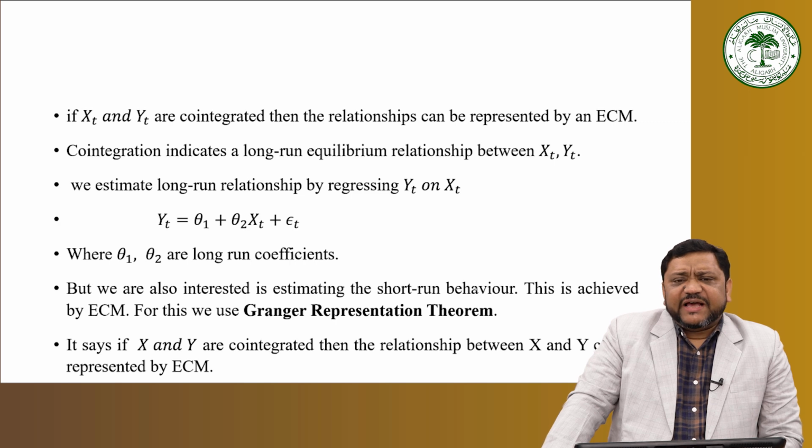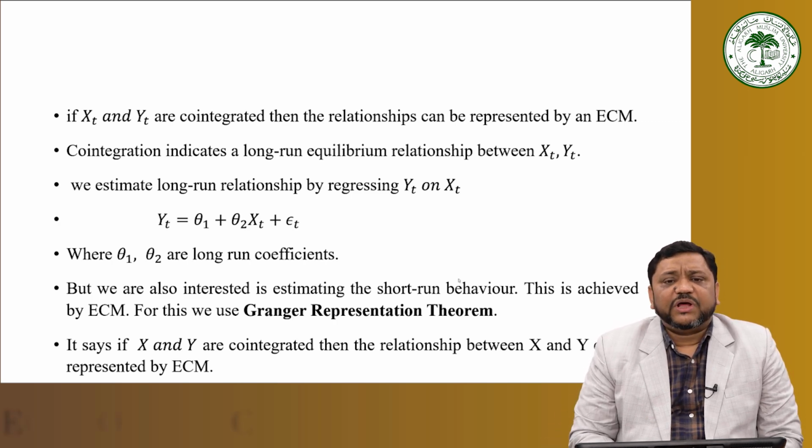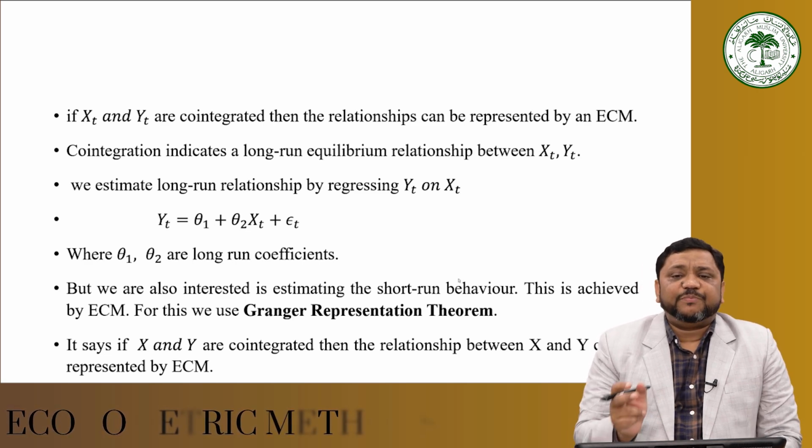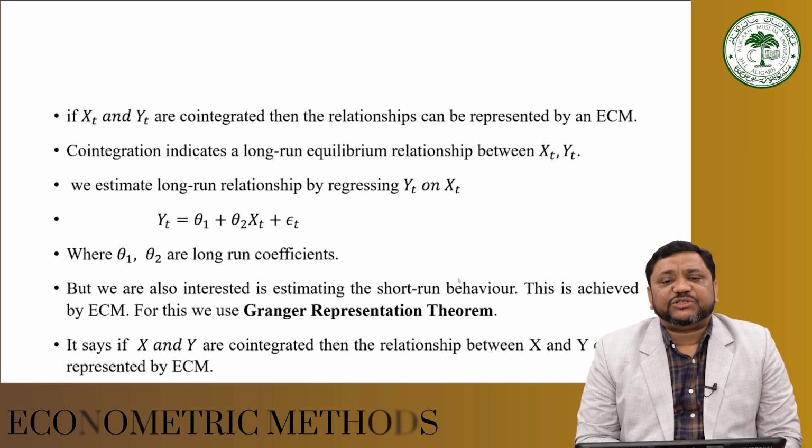So the basic idea is that if the variables are cointegrated, there should be an error correction mechanism at play. This means that if the variables deviate from their long-run equilibrium relationship, there will be adjustments that bring them back to the equilibrium relationship over time.